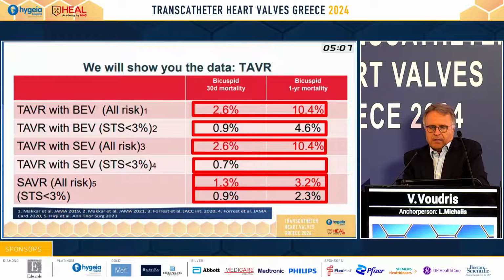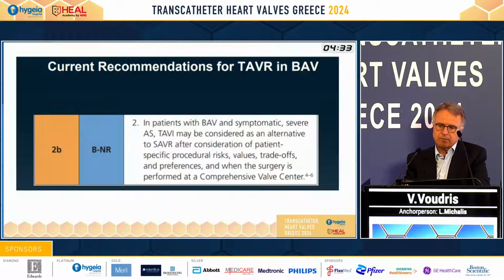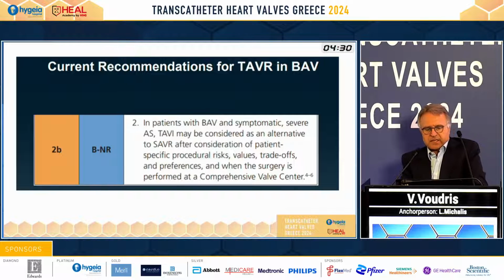You can see the data for 30-day and 1-year mortality using balloon-expandable or self-expandable devices, compared to the surgical AVR procedures in all-risk patients. In low-risk patients, 30-day and 1-year mortality was almost halved, and it was comparable to the mortality observed with surgical aortic valve replacement.